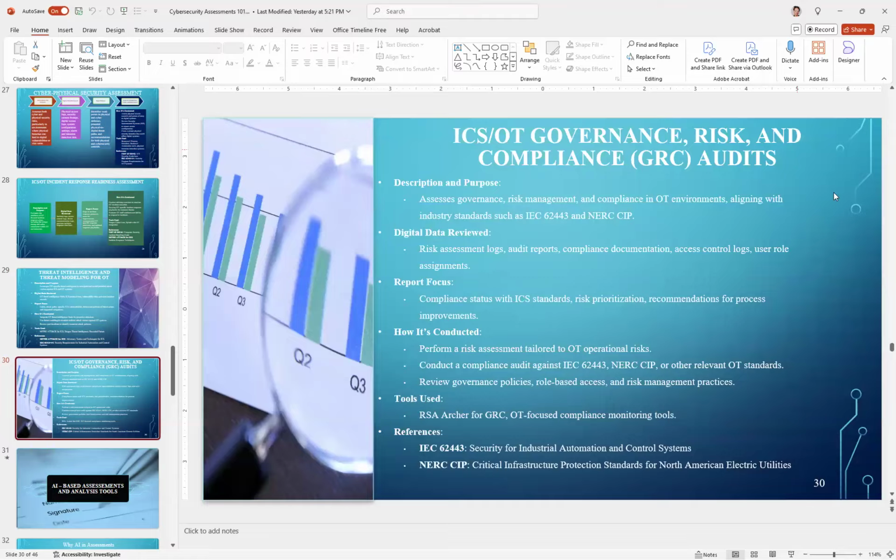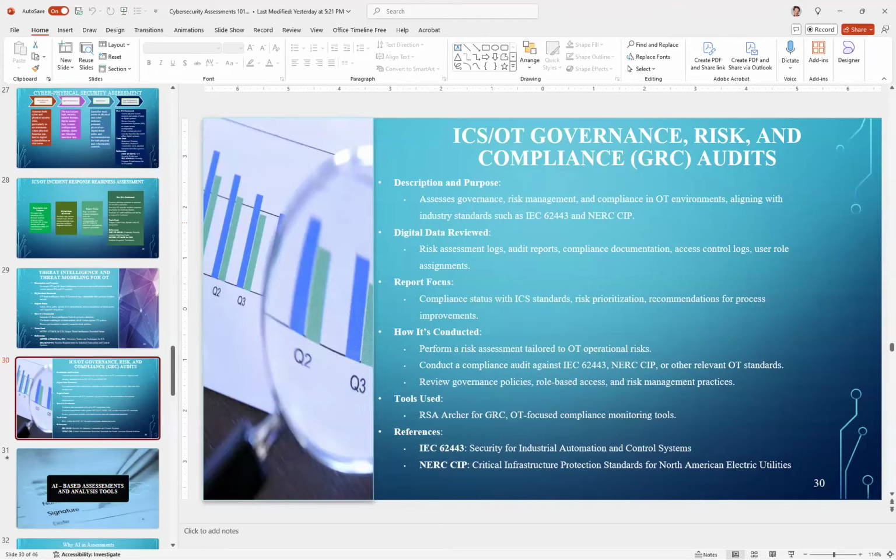The ICS OT Governance, Risk and Compliance, GRC, audits are assessing governance, risk management, and compliance in OT environments, aligning with industry standards such as IEC 62443 and NERC CIP. The data that's reviewed are the risk assessment logs, the audit reports, the compliance documentation, the access control logs, and the user role assignments. Your reporting will include compliance status with ICS standards, any risk prioritization from the risk register, and recommendations for process improvements.